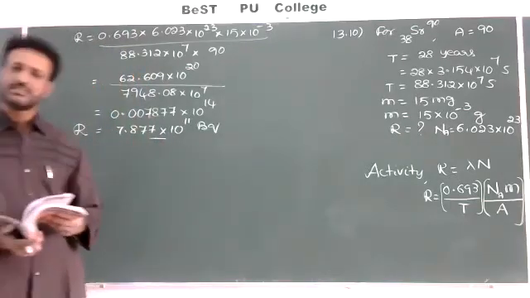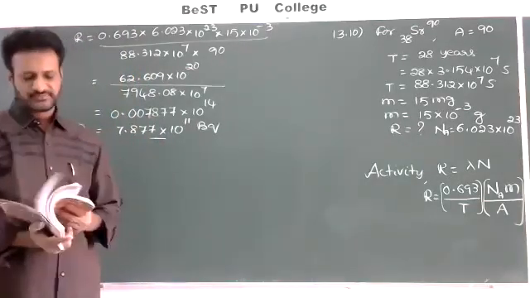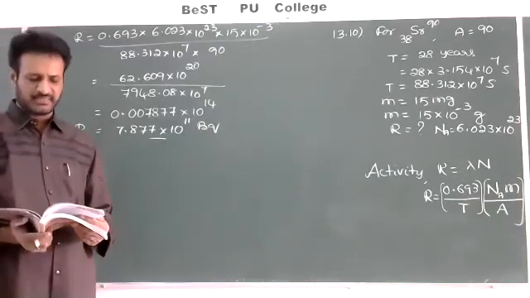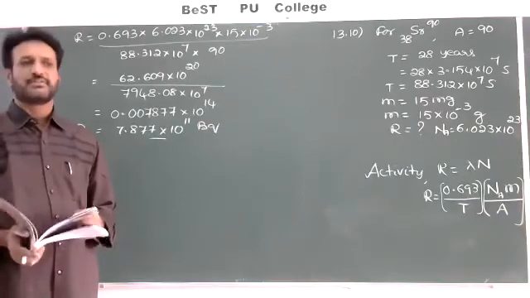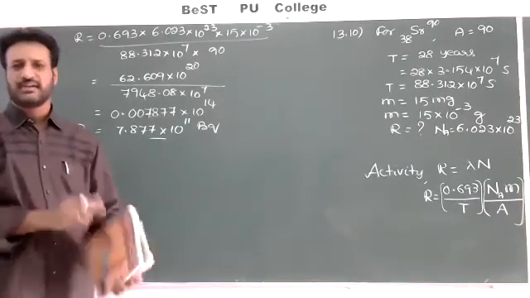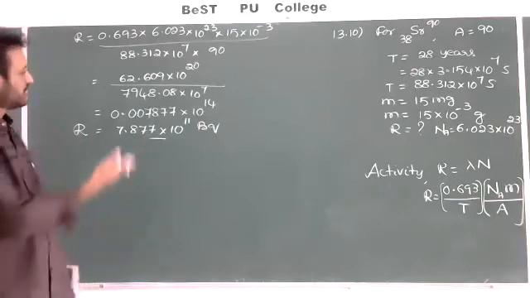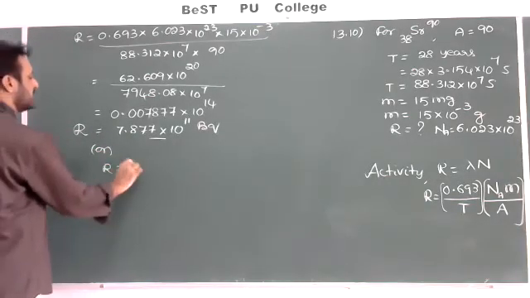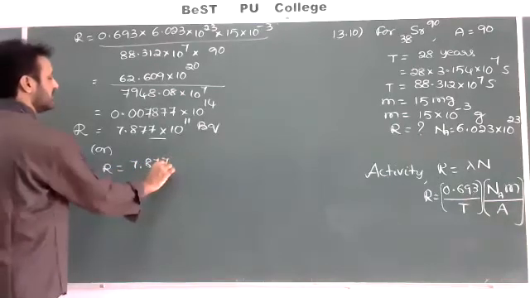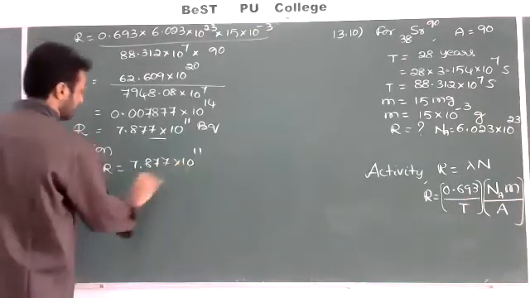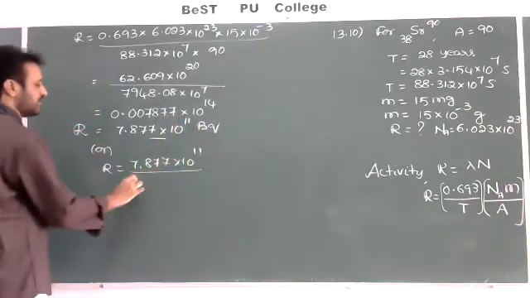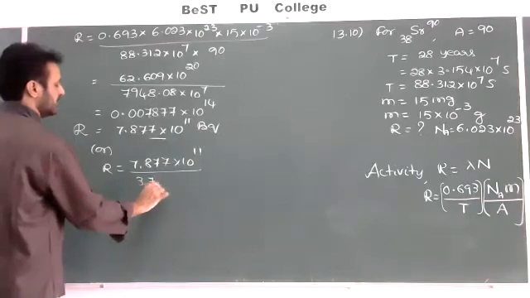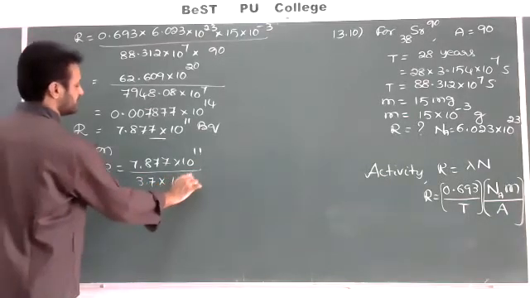Or if you want to convert into Curie also. In the textbook they have given 7.877 into 10 power 10 becquerel, or 2.13 Curie also. But there is no need to write Curie in the exam. We can stop here also. Or if you want to convert into Curie, R is equal to 7.877 into 10 to the power of 11, and 1 becquerel is equal to 1 by 3.7 into 10 to the power of 10.